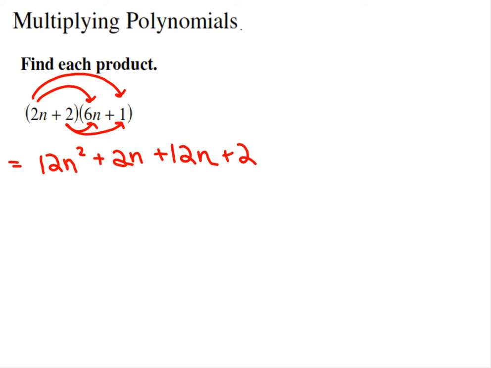Now we look to see if there's any like terms. The first term is alone. The next two terms can combine together as a like to 14n, and then plus 2.